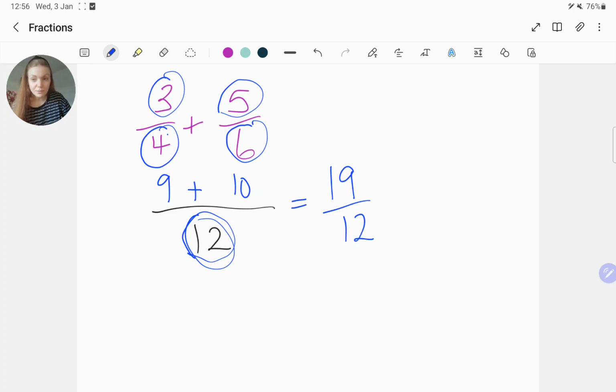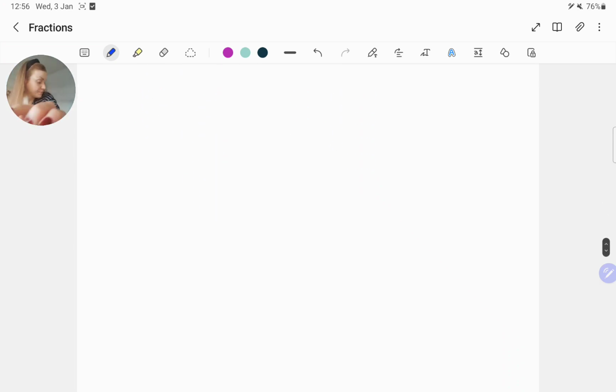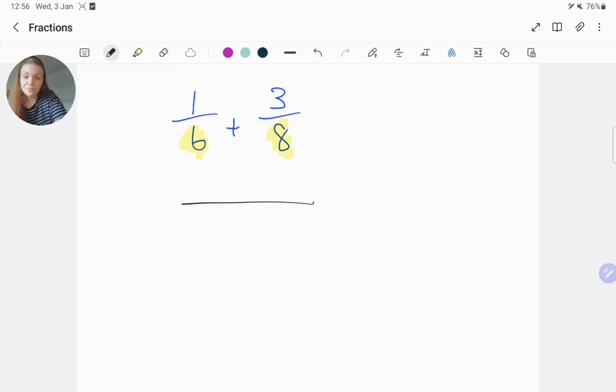I wonder will I do one more? Yes, I probably should. So let's do this one. So we will do 1/6 plus 3/8. Okay, again, they have a different denominator, therefore we need to find a common denominator, okay? So we're going to put them all over one number. So let's see, 6 and 8, what number could we use? We can't do 16 because 6 doesn't go into 16.